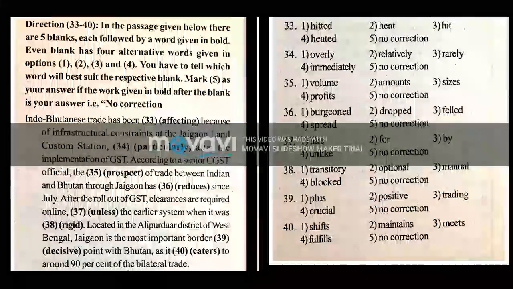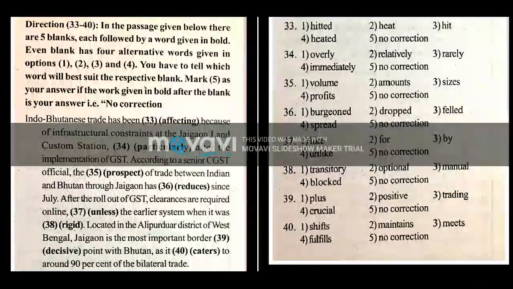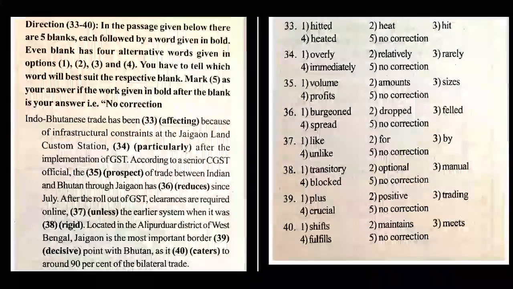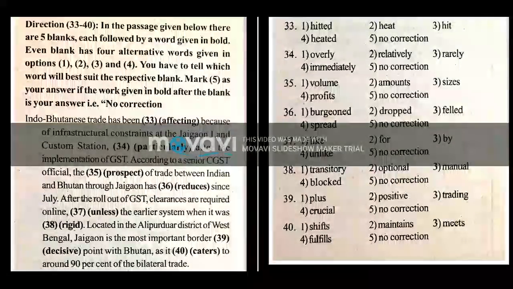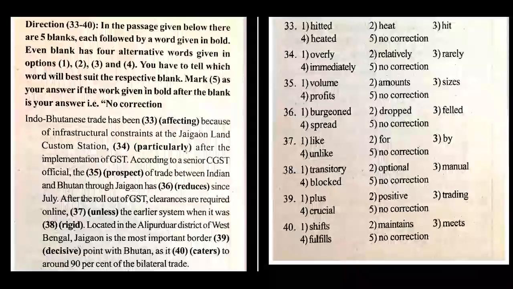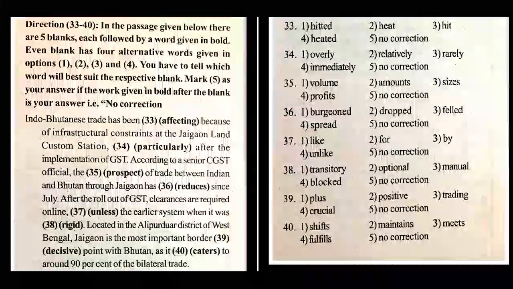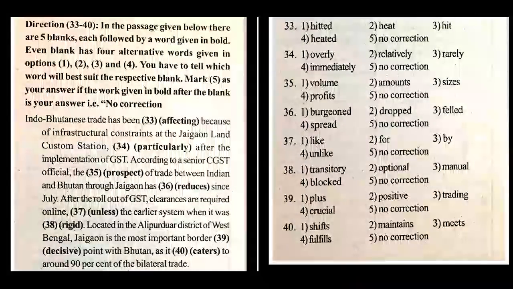So now, as you can see, we have successfully eliminated option number 1, option number 2, option number 4. So now, option number 5 is left. And now, directly come to the first line of the passage. And you can see in the blank, affecting has been mentioned. In the place of affecting, if affected were there, then probably it would be our answer.